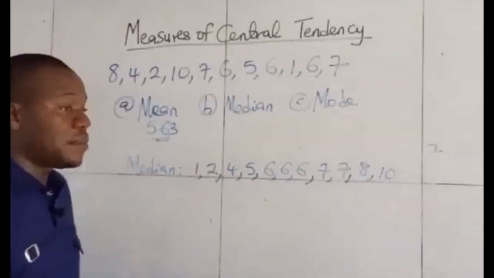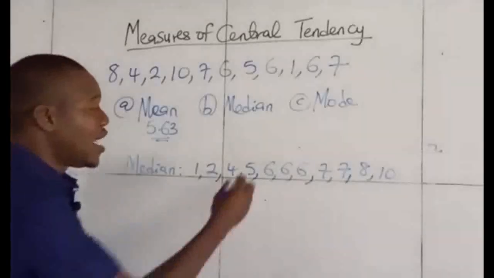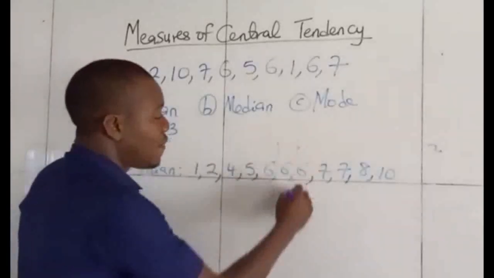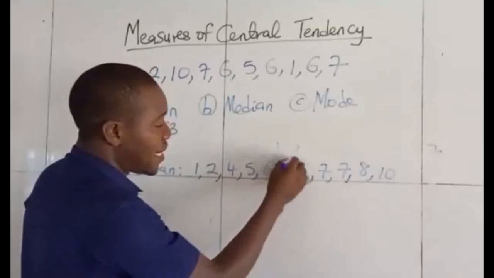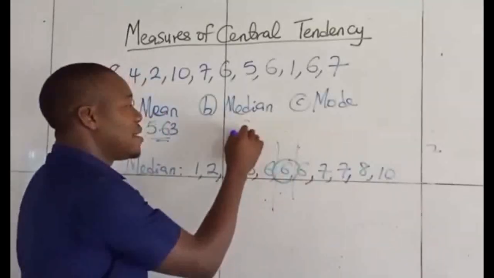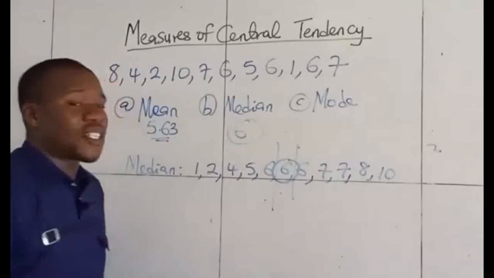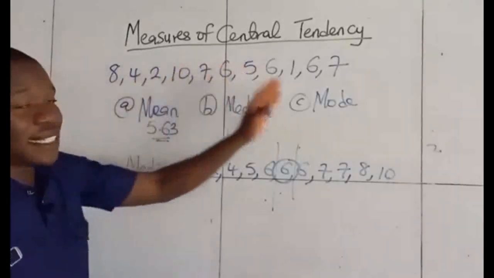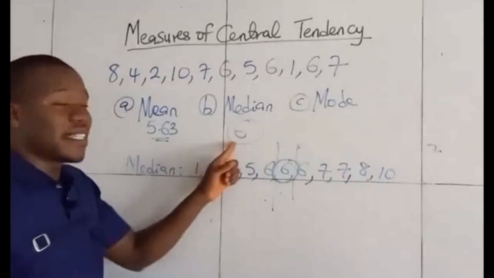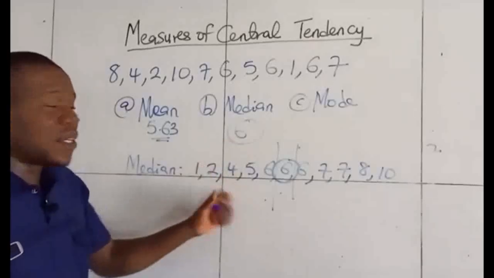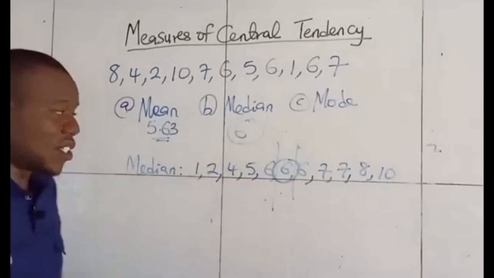Remember, there are 11 in number, so to pick out the one at the middle, I will take out 5 from here, take out 5 from here, and I'm left with this at the middle, 6. That means 6 is the central score that can represent the entire score. So 6 is the median, the one at the middle when the scores are arranged.